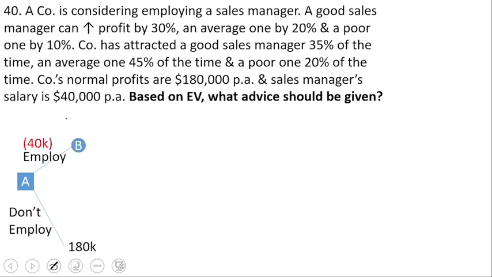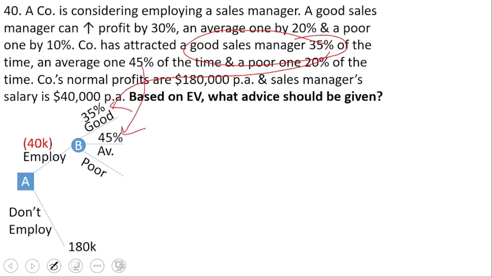And then there is a chance. What is a chance? There is a chance that we get a good sales manager, an average one, or a poor one. So we will draw three branches: a good sales manager, an average sales manager, and a poor sales manager. To get a good sales manager, there is a 35% chance, and for an average one, there is a 45% chance, and for a poor one, there is a 20% chance.